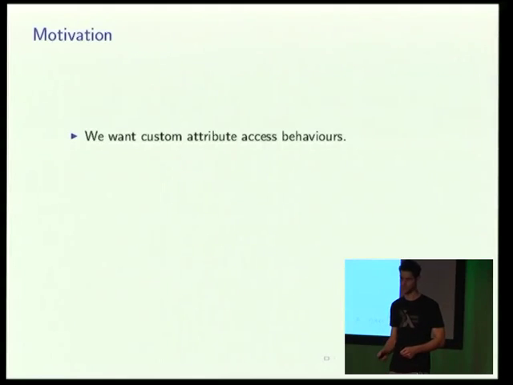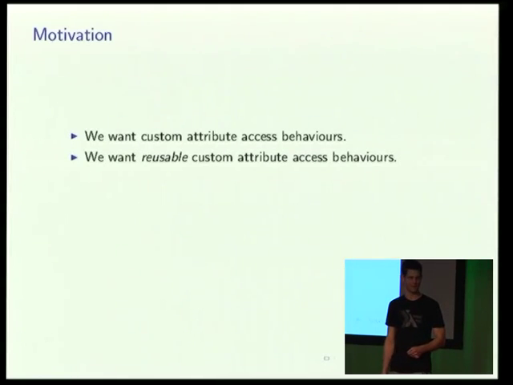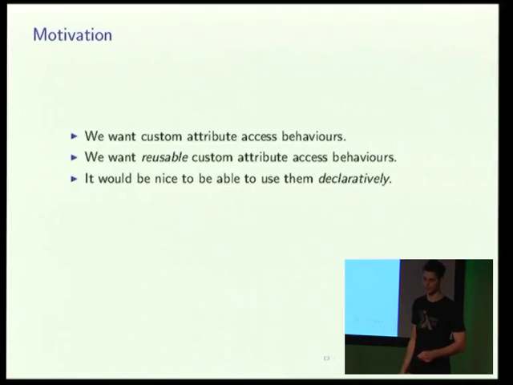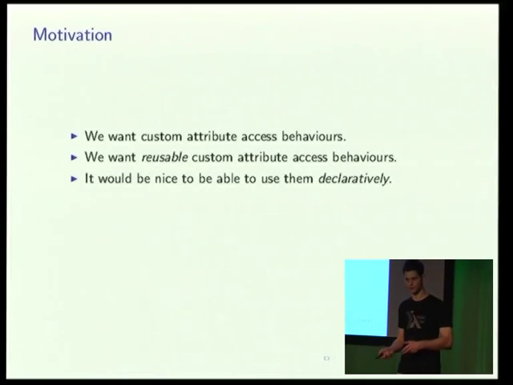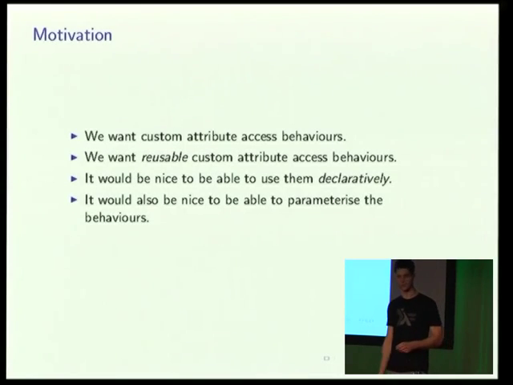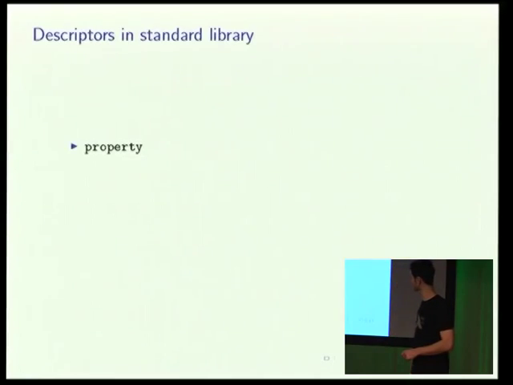So we want custom attribute access behaviours. We want those attribute access behaviours to be easily reusable. It would be nice if we could have a declarative way to use these non-default attribute access behaviours. And it would also be nice if we can easily parameterize those behaviours. So you can use descriptors to do this.